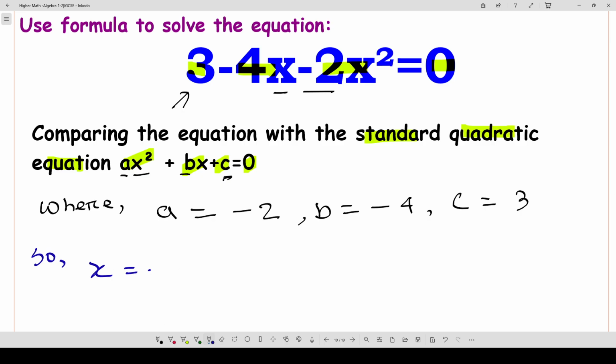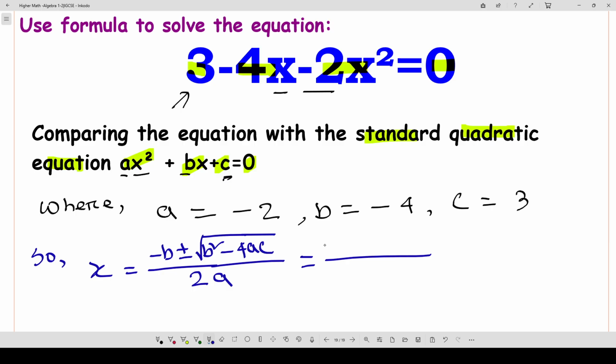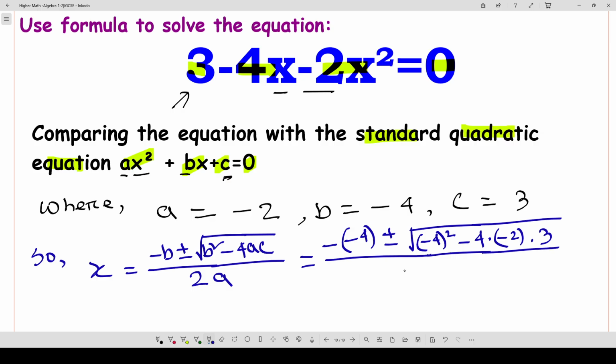x equals, we know this one, minus b plus or minus the root of b² minus 4ac, divided by 2a. Now here minus b means minus minus 4, plus or minus the root of b², which is minus 4 squared, minus 4 times a, which is minus 2, then c, which is 3, then divided by 2a, 2 times minus 2.